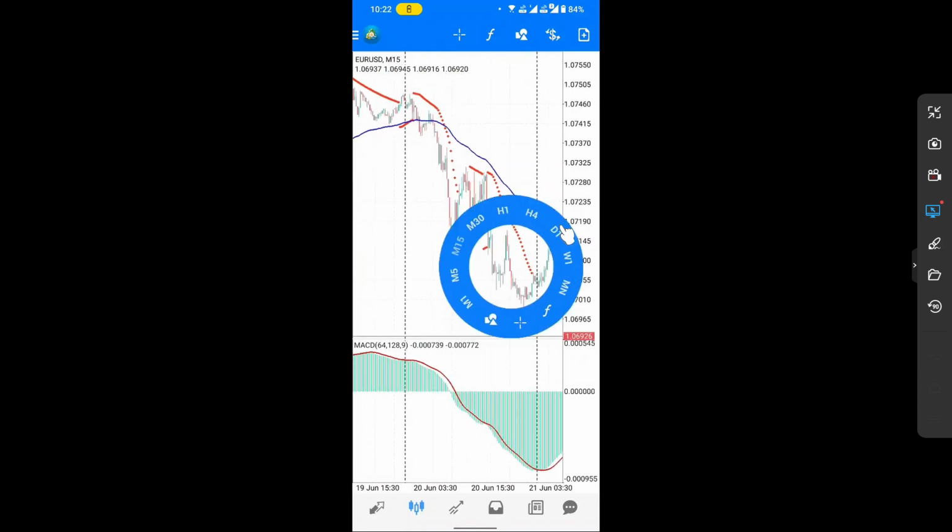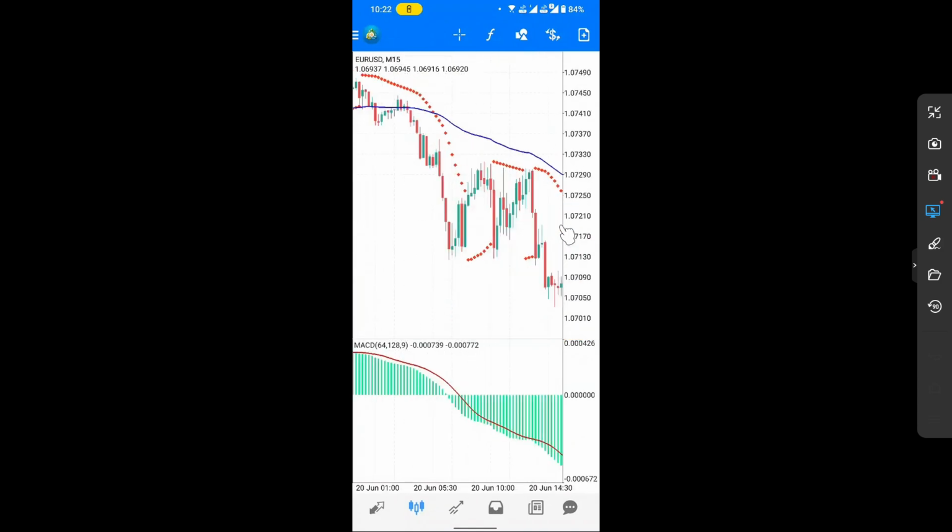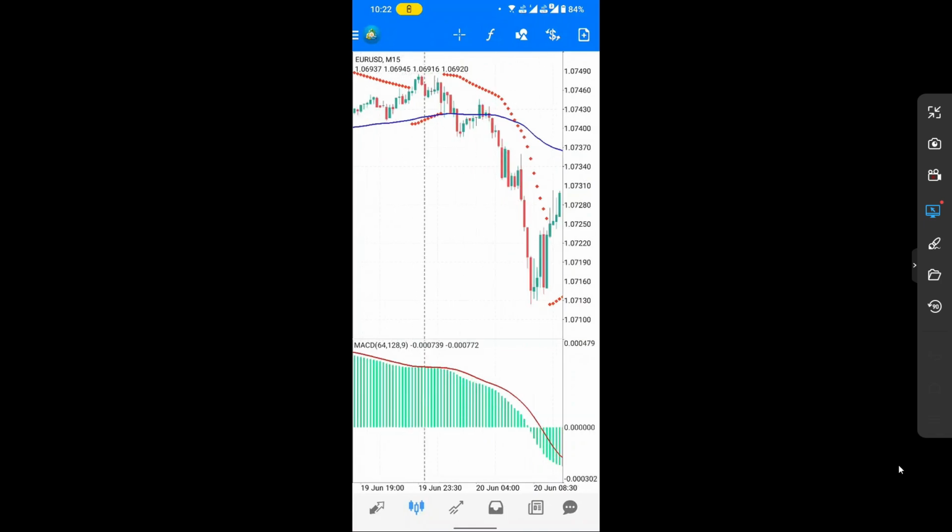So on 15 minutes, once you know the market is going downwards, and the parabolic, which is these dots, if it prints above the candles, then it's a sell order. Okay, it's a sell. And if it prints below the candle, then it's a buy. Remember this factor.